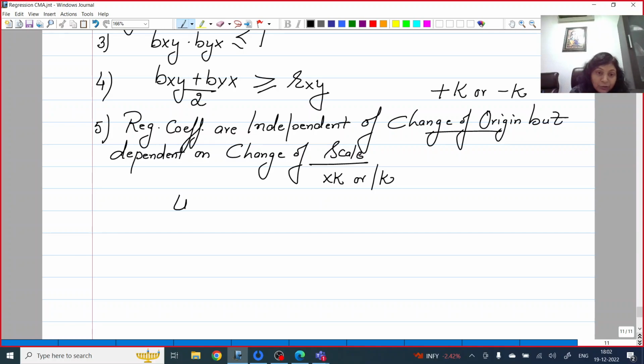So suppose you have been given u, that is (x minus a) upon b, and v, that is (y minus c) upon d. So what we have done, we have x series, we have subtracted a from each element of the series and then we divided by b. Similarly, in the case of y series, we have subtracted c and divided it by d.